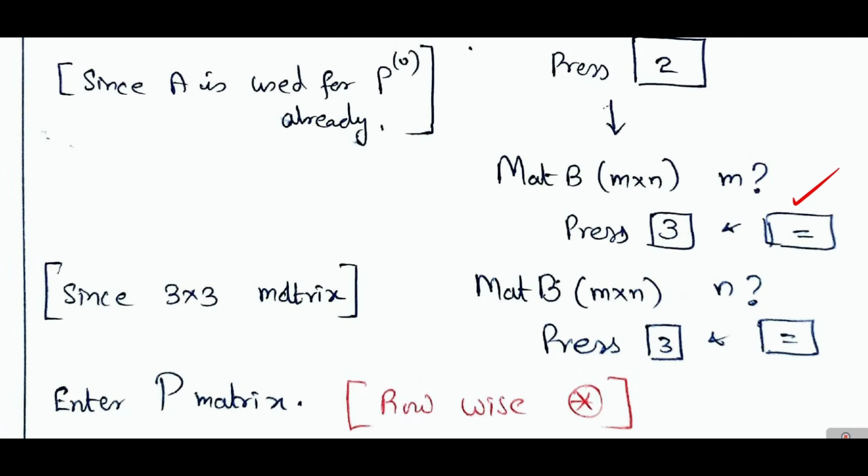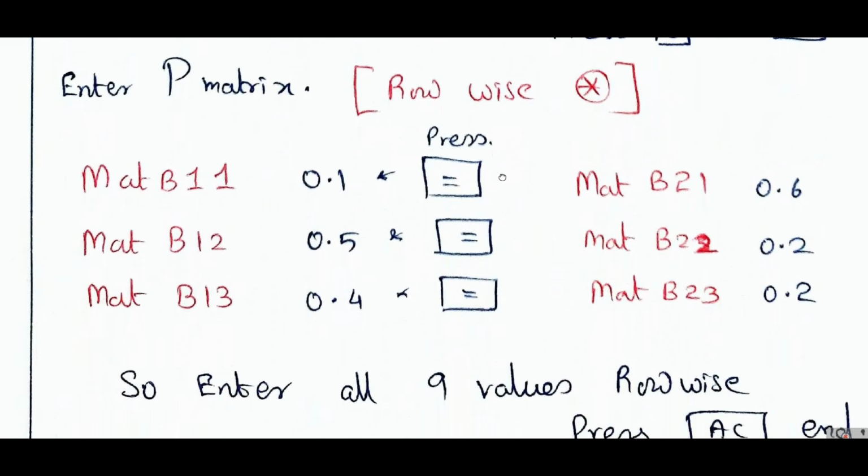Press 3 and equal to button. Now it is going to be a 3 cross 3 matrix. We have to enter row wise. So your calculator will ask the values like this. First it will ask mat B11.